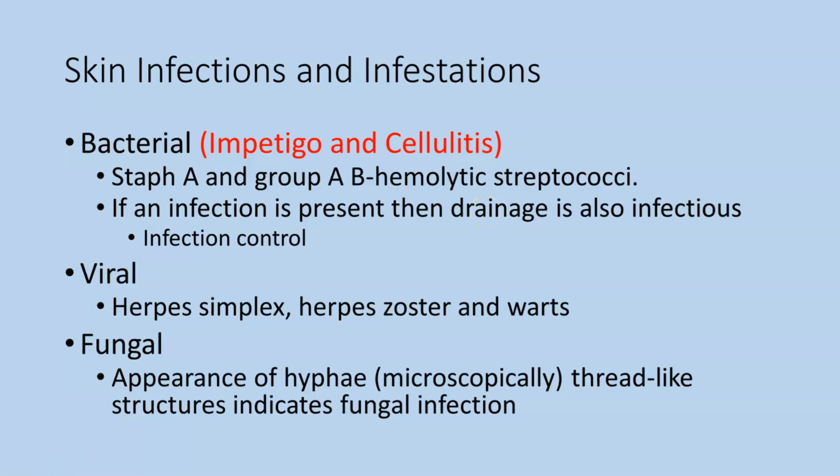We do have some common skin infections we'll address briefly. Bacterial, it's mostly impetigo and cellulitis. We're going to go ahead and look at those. You do have Staph A and Group B hemolytic streptococci. Obviously, these infections can get in there and cause damage to the integumentary system.